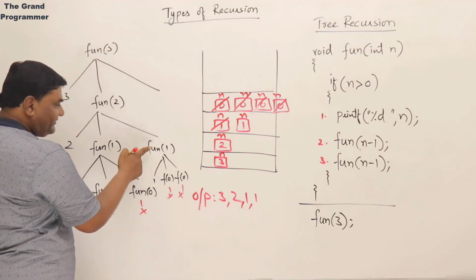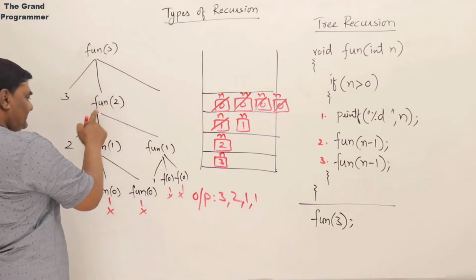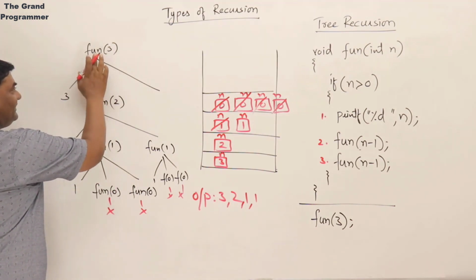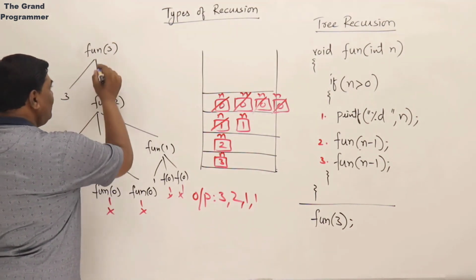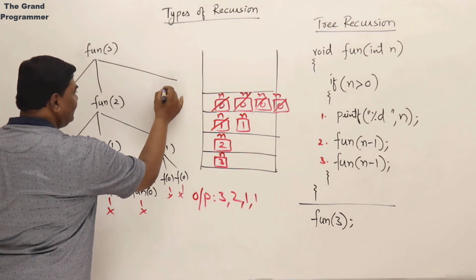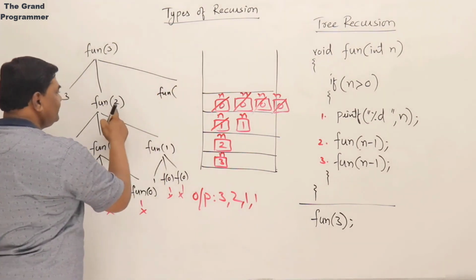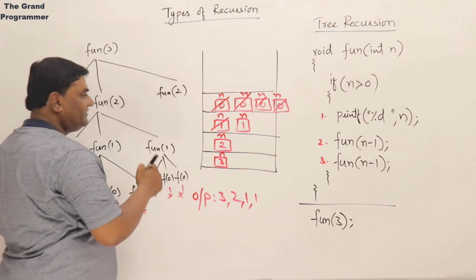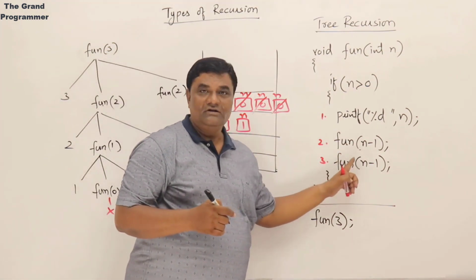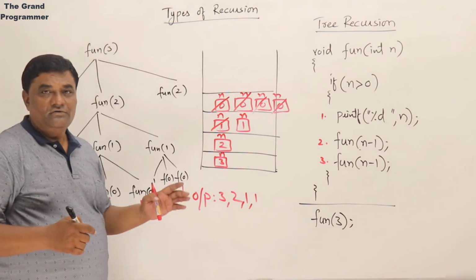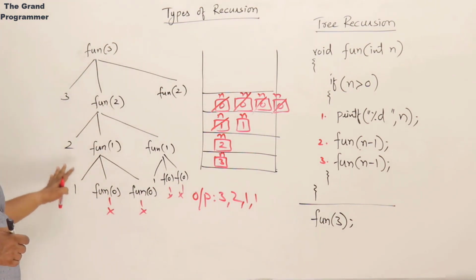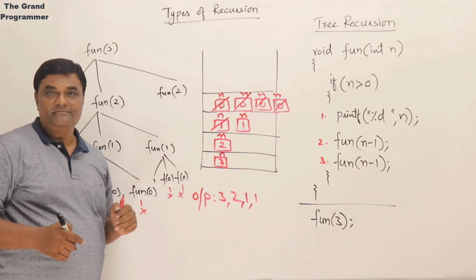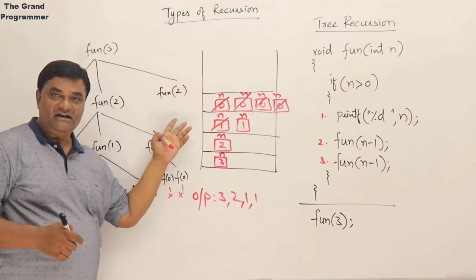Now control goes back, this is finished, goes back to this, all 3 steps are finished, then goes back to fun of 3. In this it has to perform one more step, that is fun of 3 minus 1, which is 2. So again 2 calls are made. We have already seen this portion completely. Same thing happens here also. Here also same thing happens.